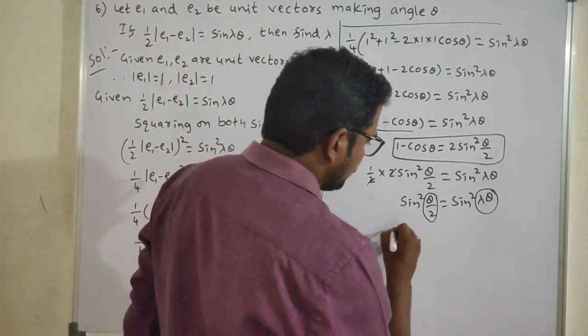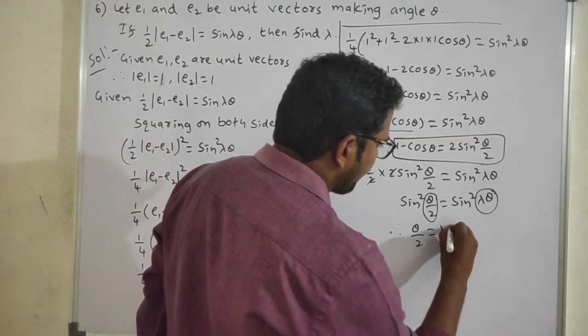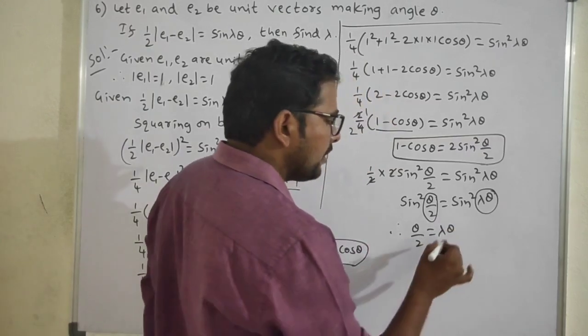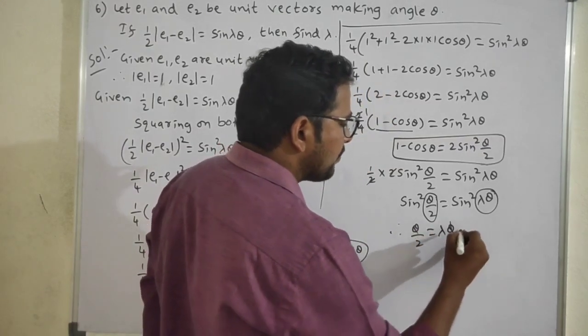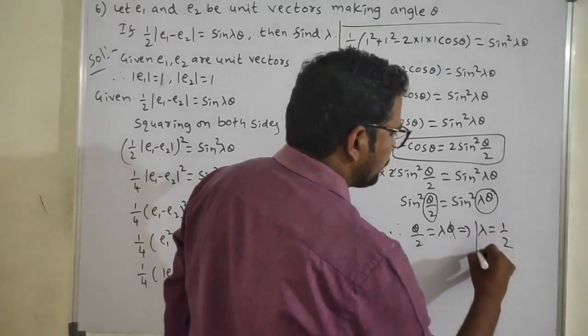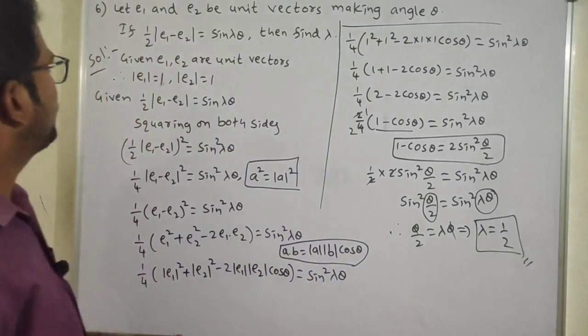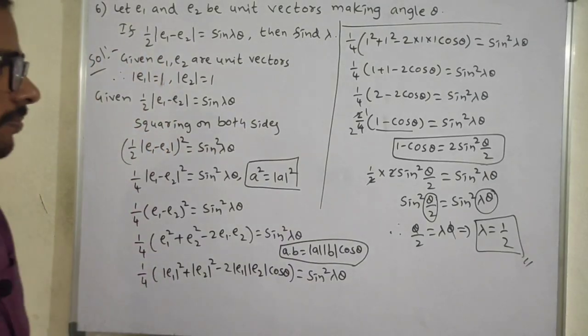Therefore, theta by 2 is equals to lambda theta. Theta gets cancelled. What is the remaining? Lambda is equals to 1 by 2. Lambda is equals to 1 by 2. So this is the solution of the 6th question.